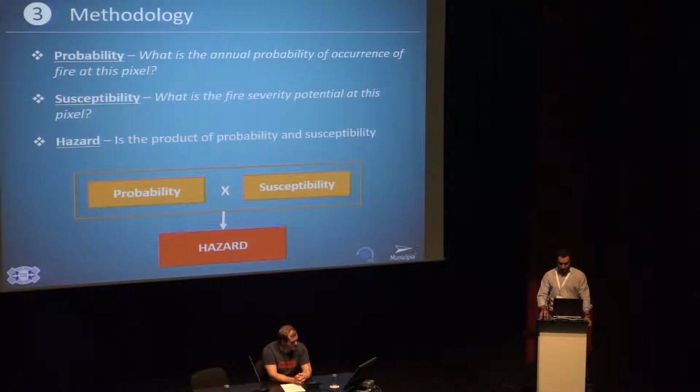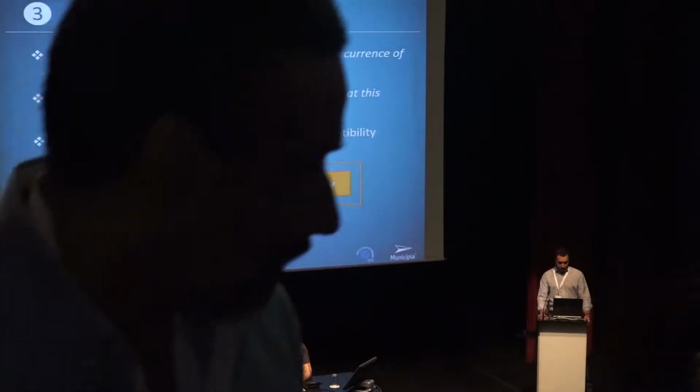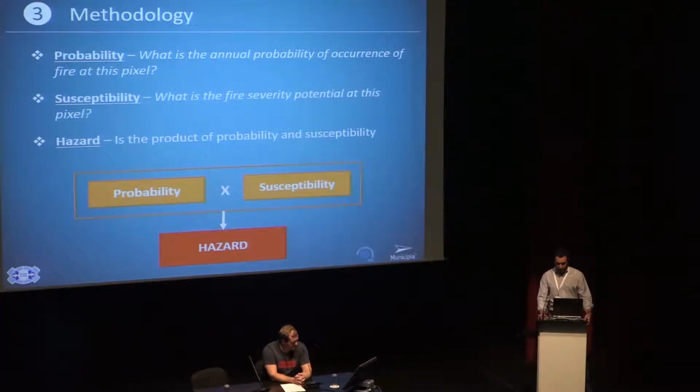So, the hazard is based on two other concepts: the probability, that takes into account the history of occurrence in each cell, and the susceptibility, that expresses if the territory has more or less favorable conditions for occurrence of wildfires. The hazard results from combining these two concepts.